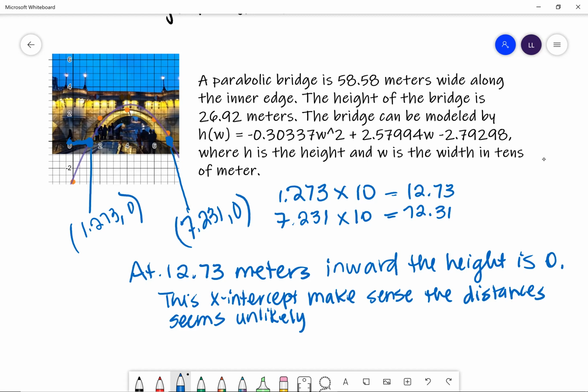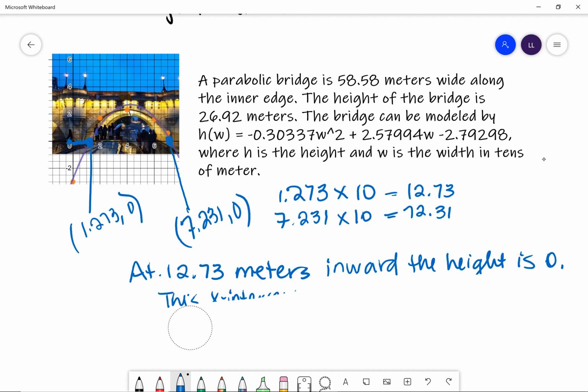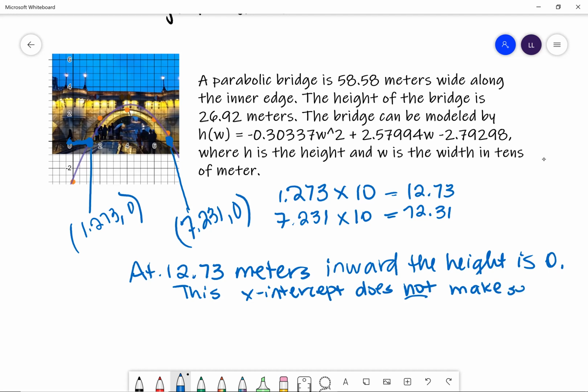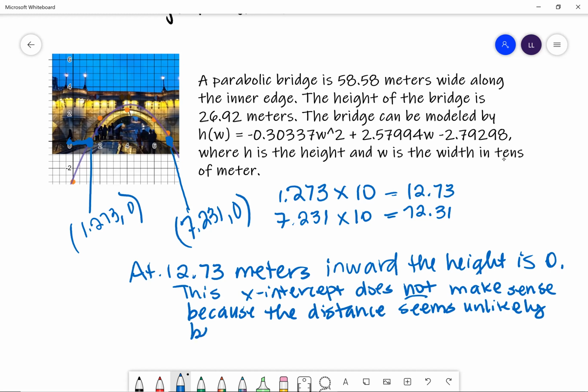Makes sense because, okay, the x-intercept does not make sense. Hold on, let me clean that up. So this x-intercept does not make sense because, always say your becauses, the distance seems unlikely. And I say unlikely because it's too long. Because it is too long. Okay, that's what I can say.